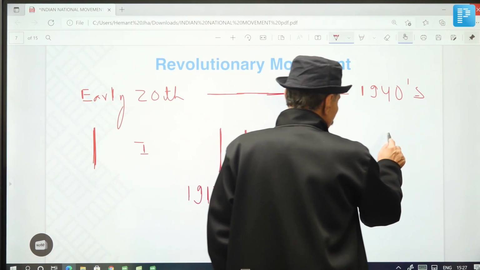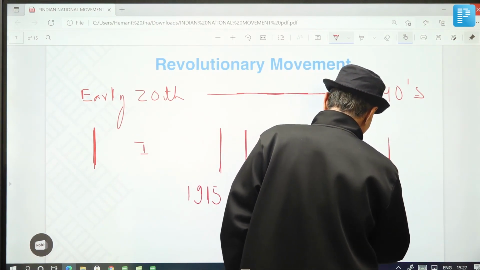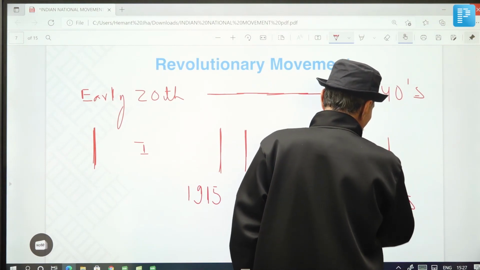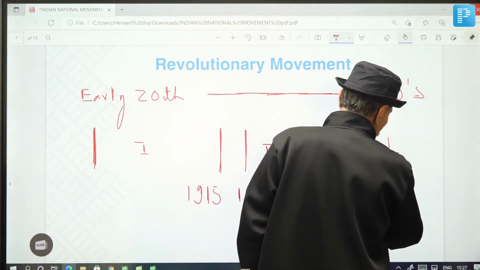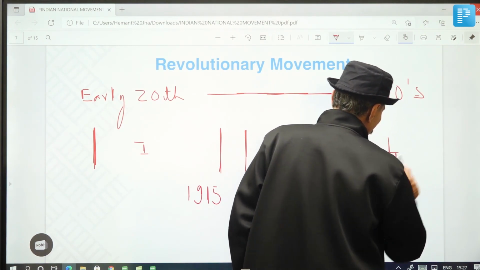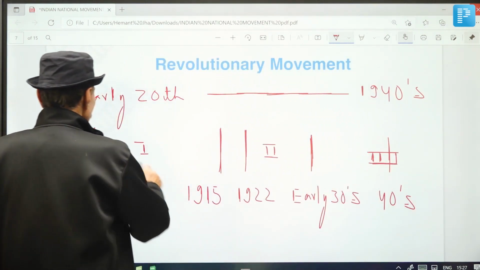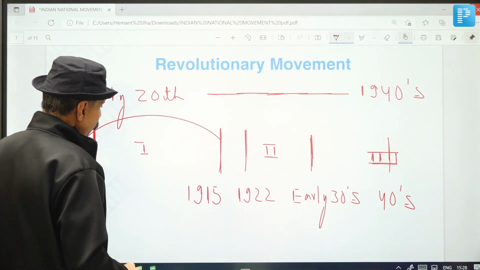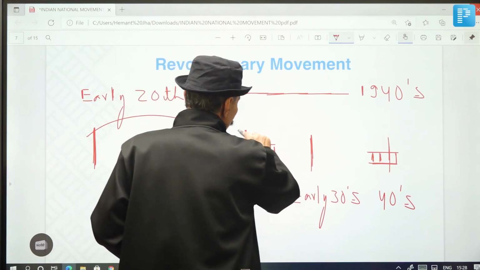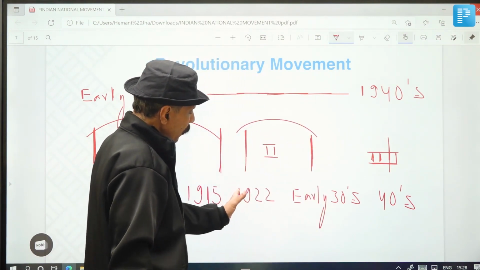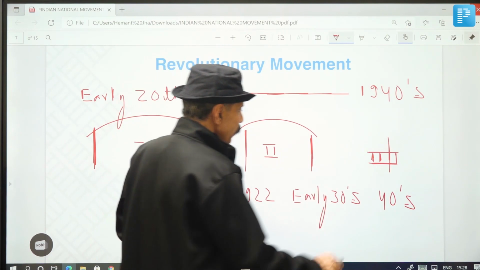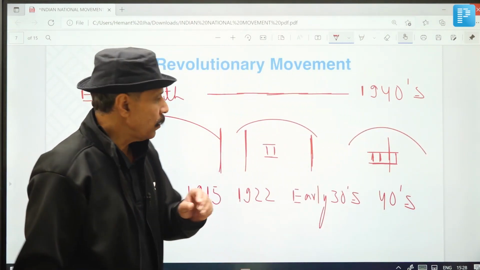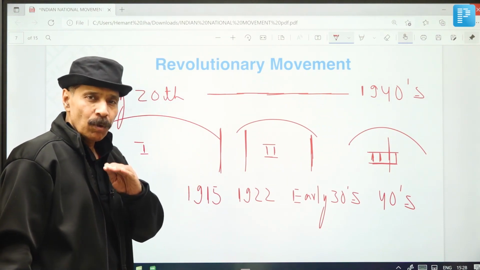And finally, in the 1940s, that represents the third phase. So there were three phases. Phase 1, early 20th century to 1915. Phase 2, 1922 till the early 30s. And phase 3, the 1940s. This is the first thing you should remember. This was not a continuous movement.